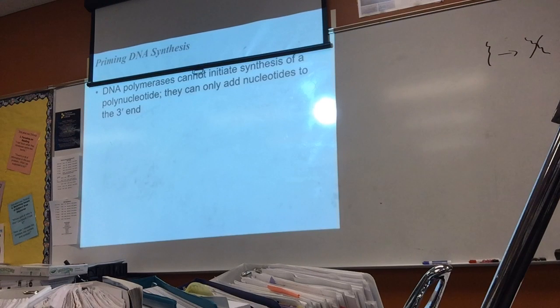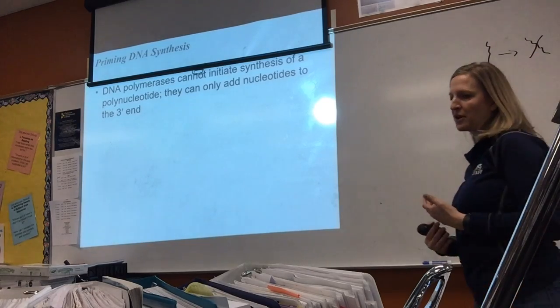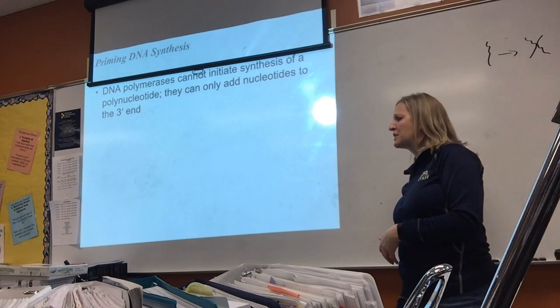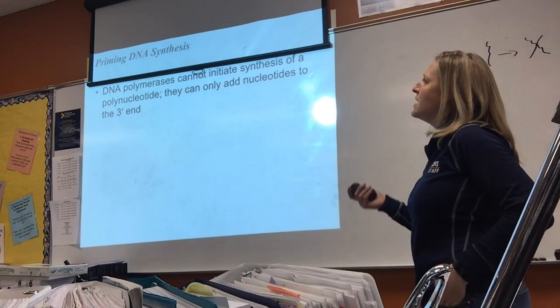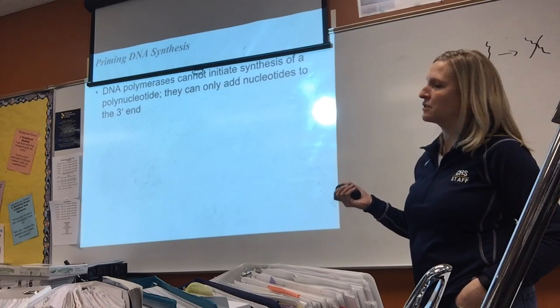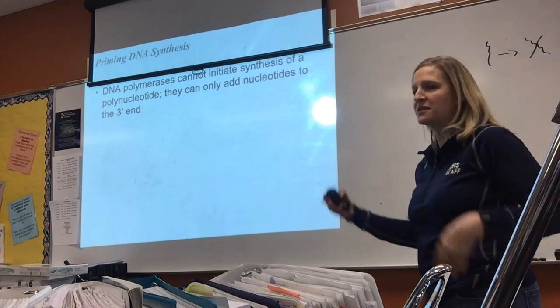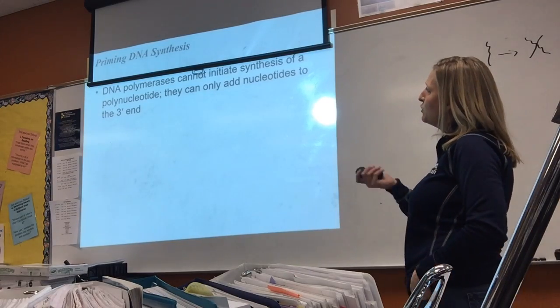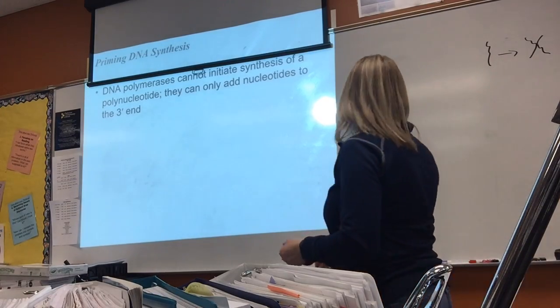So DNA polymerases, notice that it says polymerases. There's a whole class of these enzymes called DNA polymerases. So there's DNA polymerase 3. We're going to learn about a DNA polymerase 1. So there's a whole bunch of them. They cannot initiate synthesis of a polynucleotide. Poly means many, so it's hooking together many nucleotides together to make your DNA. They can only add nucleotides to the 3' end.